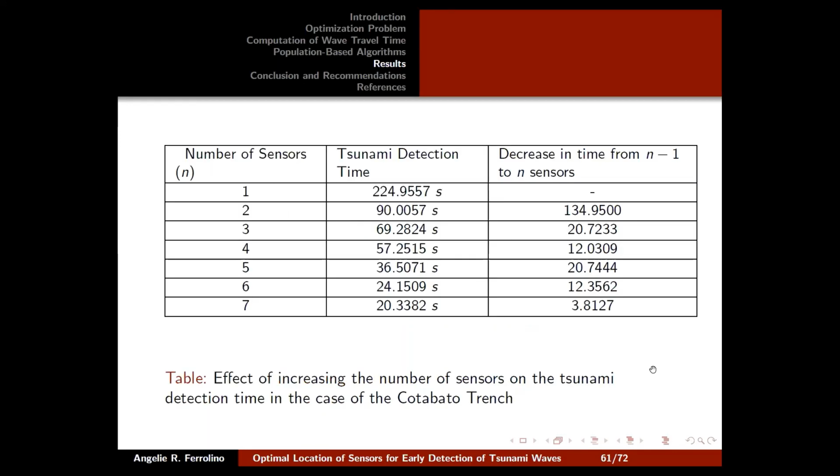Here are the table of values for the tsunami detection time and how much is the decrease in time from n-1 to n sensors, where n is the number of sensors.